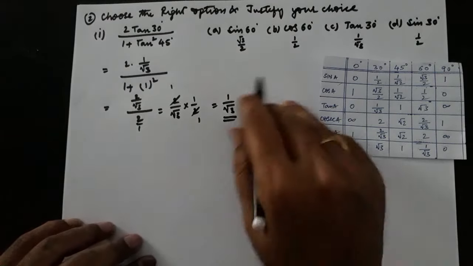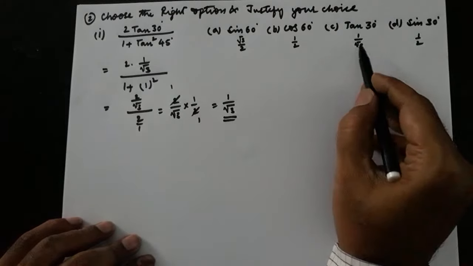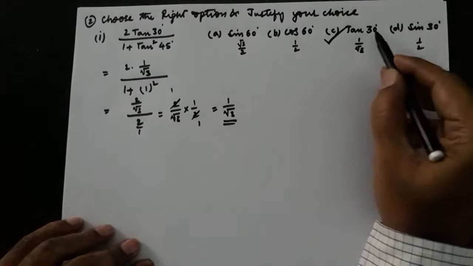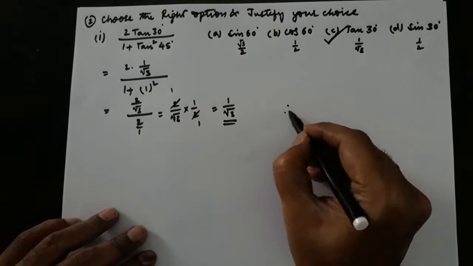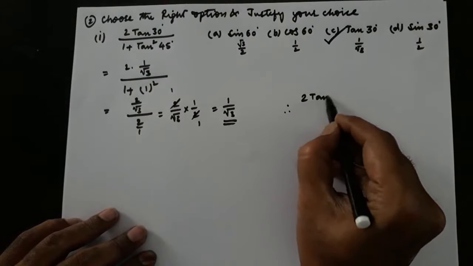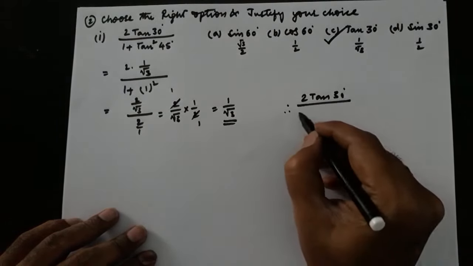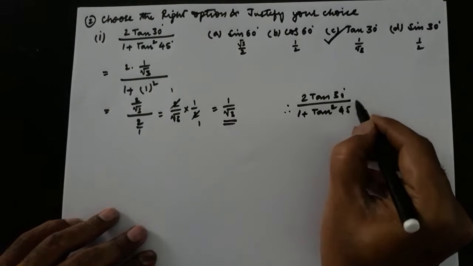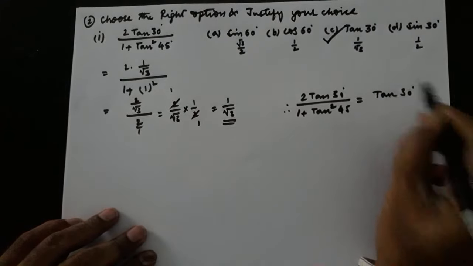Therefore, which one is correct? 1 by root 3. So option C is correct. So tan 30 is correct. Therefore, what we can write? 2 tan 30 divided by 1 plus tan square 45 is nothing but tan 30.